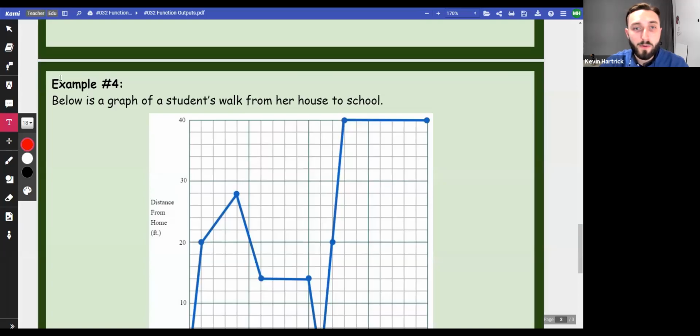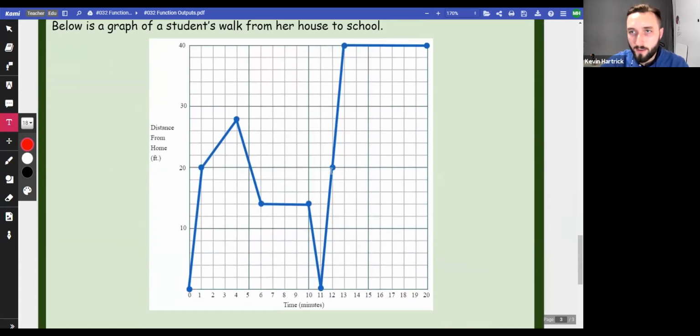All right, let's look at example number 4. Below is a graph of a student's walk from her house to school. Let's take a look at this graph. It says the student is walking from their house to the school. We have our x-axis down here at the bottom, which says time in minutes, and it's going up by 1. So 1 minute, 2 minutes, 3 minutes, 4 minutes, and so on all the way up to 20 minutes.